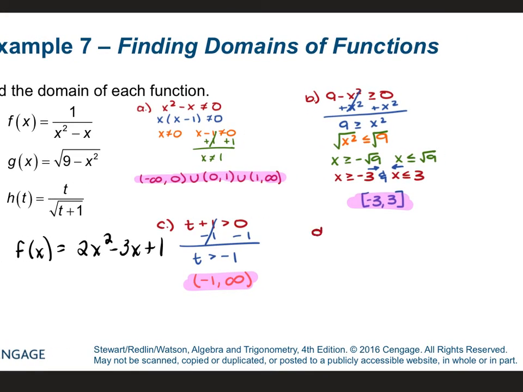For D, we have f of x is equal to 2x squared minus 3x plus 1. We have an expression here that has an x squared. There is no denominator where x is in the denominator. There's no radical either. So automatically, all real numbers is our domain.